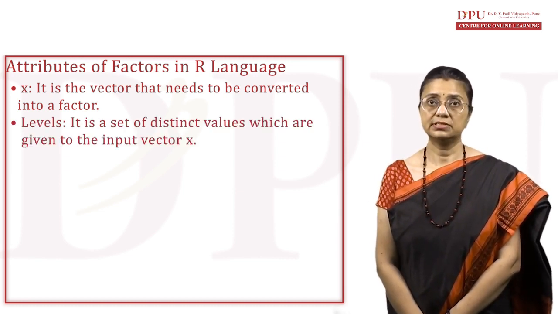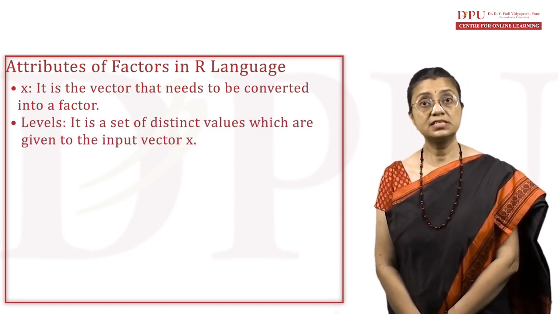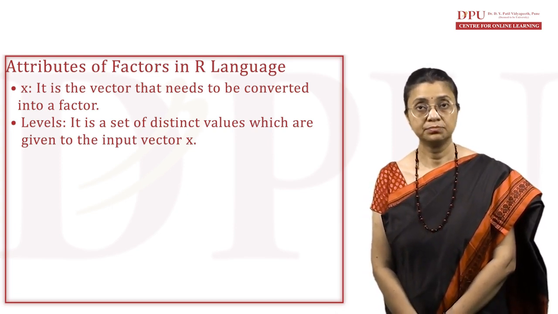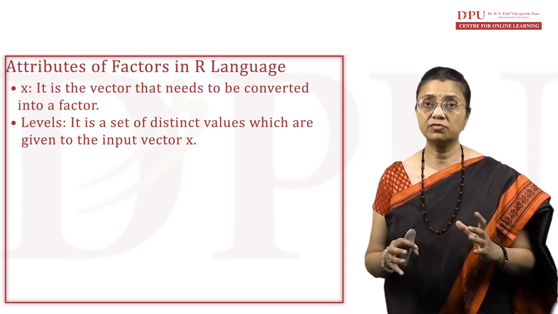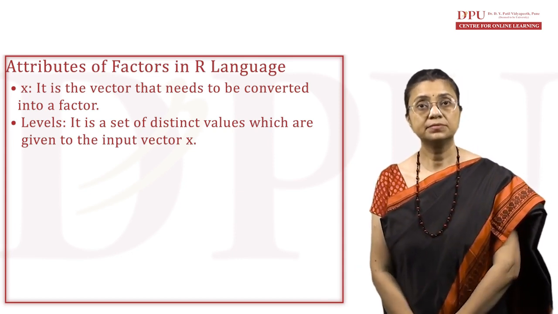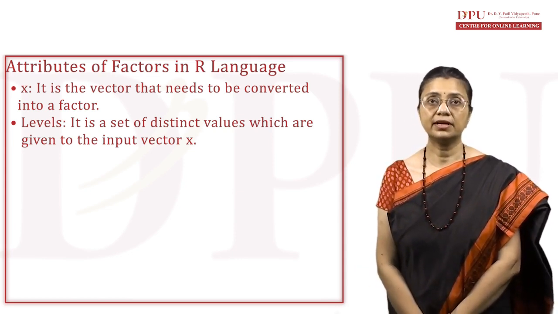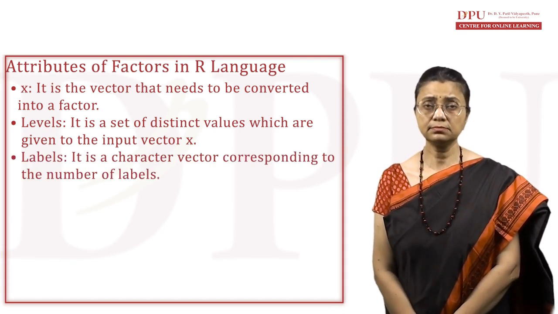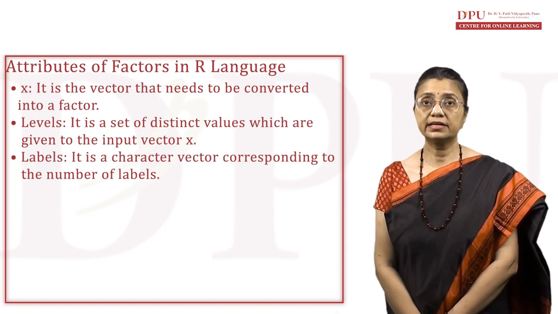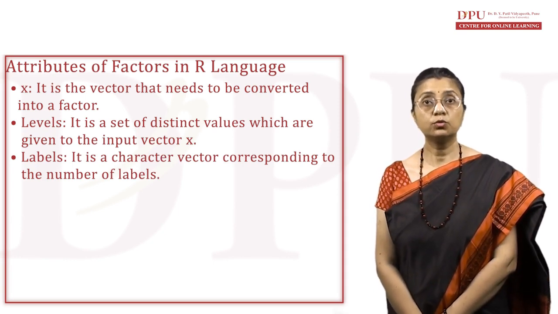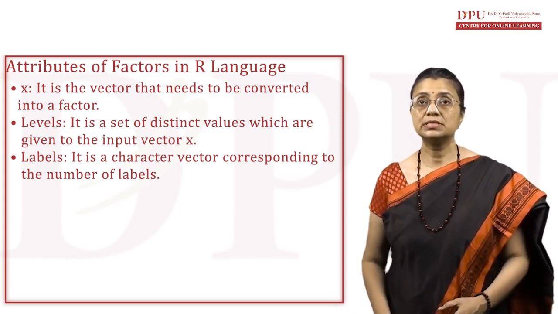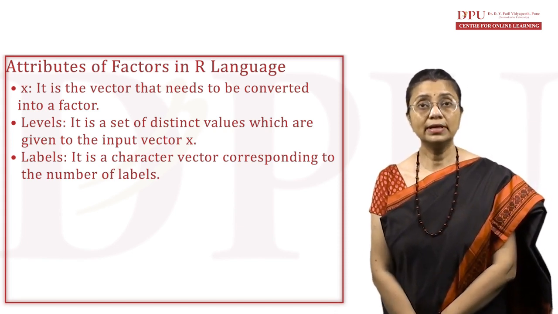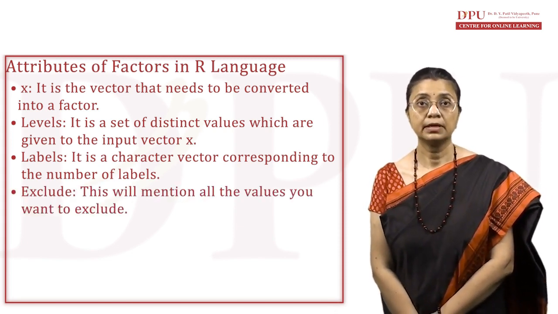Next is levels. Levels are a set of distinct values which are given to the input vector x. These are the set of distinct values that are predefined, and we give this as input to the vector x. Labels. It is a character vector corresponding to the number of levels, so it corresponds to how many labels there are.